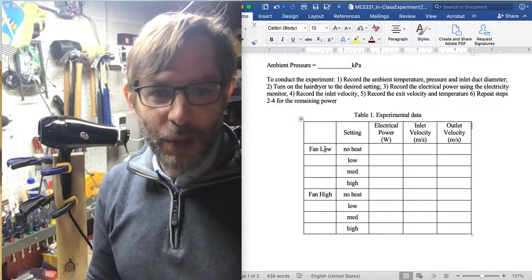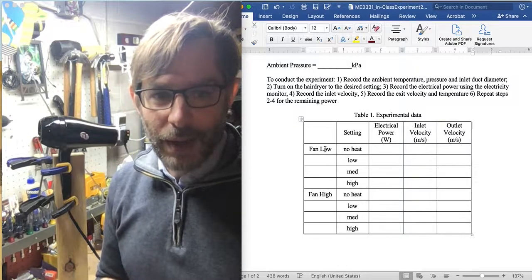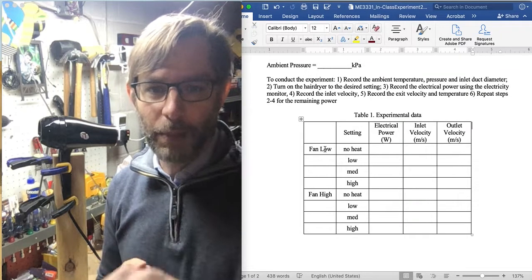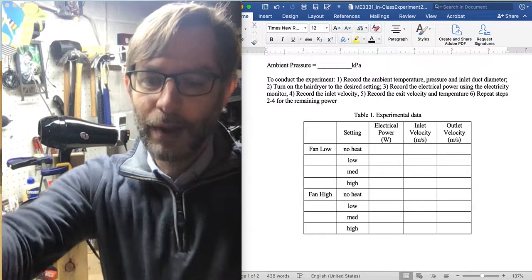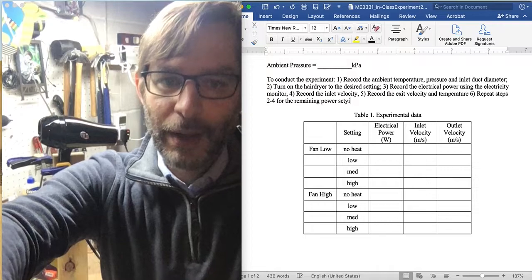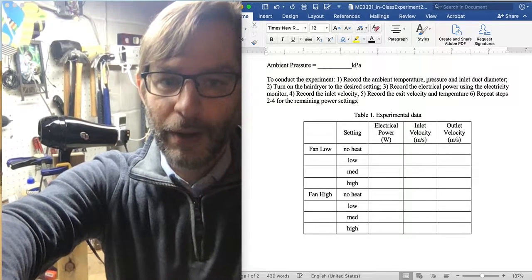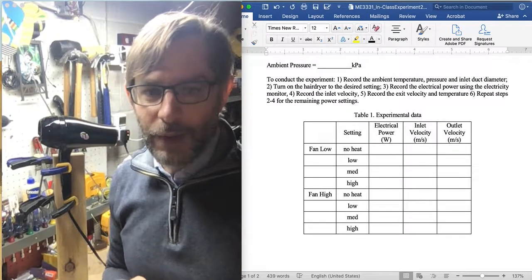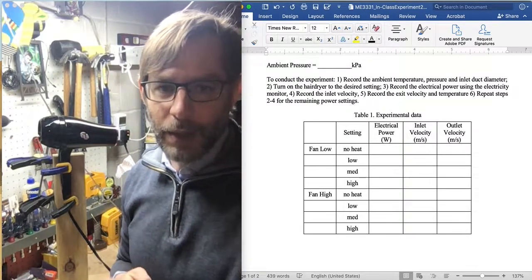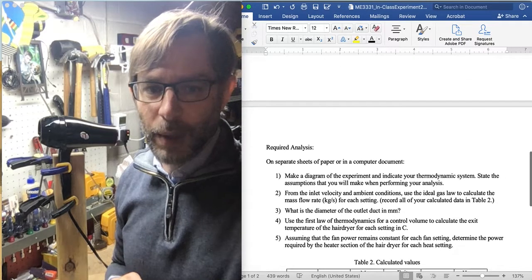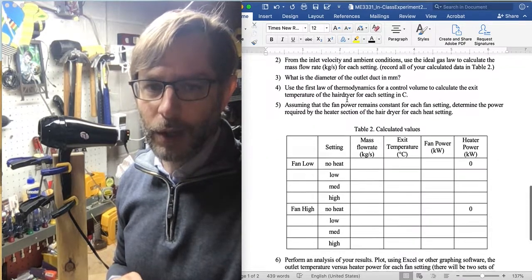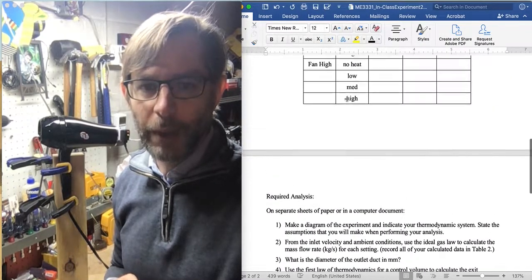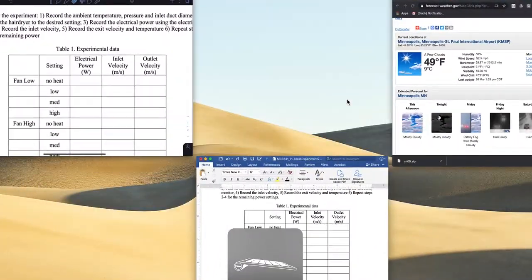Okay, now let's see. We're going to record the exit velocity and temperature, and we're going to repeat steps 2 through 4 for the remaining power settings. Okay, good. All right, so now this is our experimental data sheet like we did last time. At the end of the experiment, I'll talk to you a little bit about the analysis that you'll be doing for your homework assignment. Okay, so let's get to it.